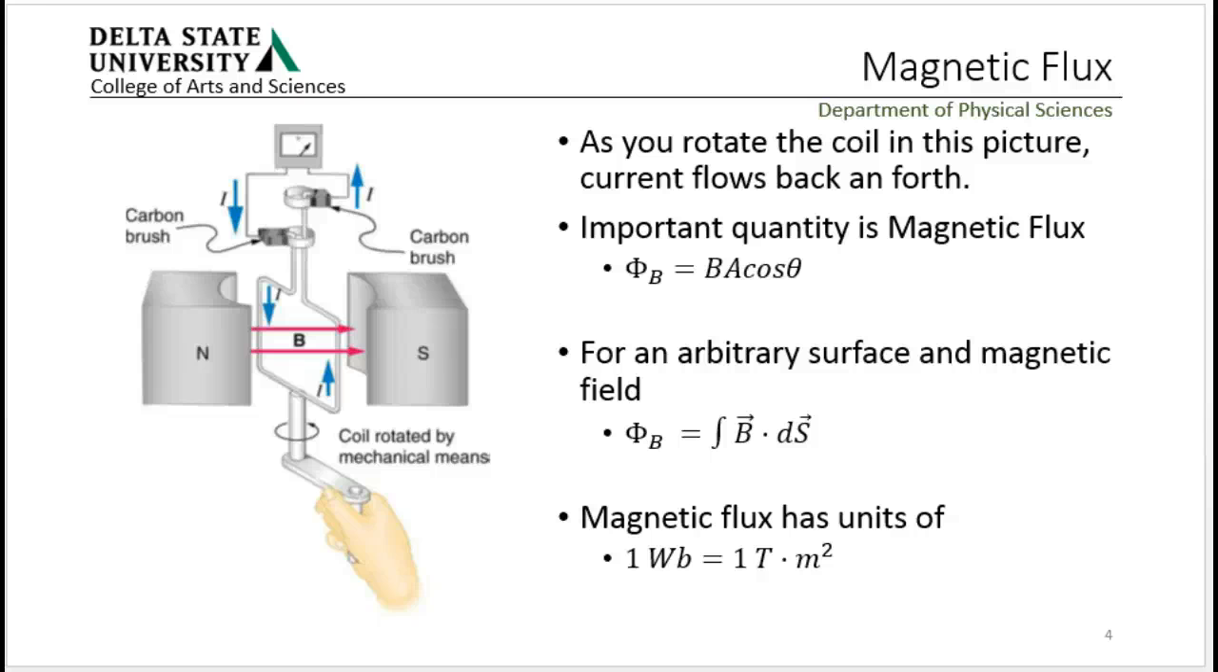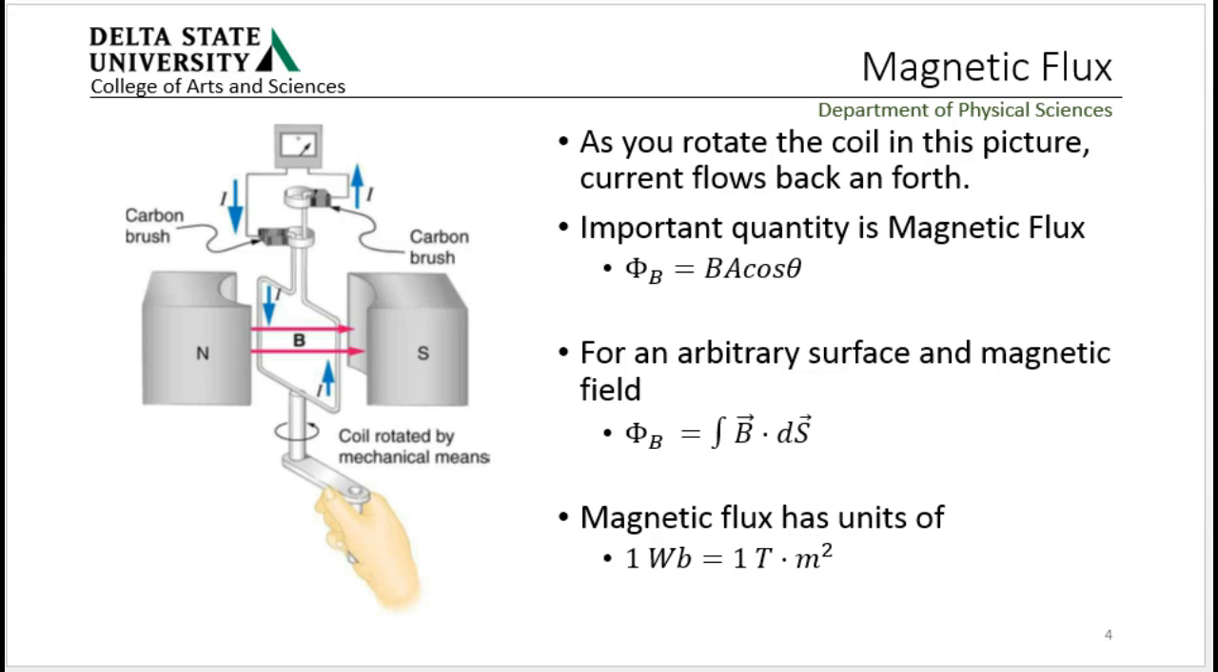For arbitrary surfaces, we write this as the integral over the surface of B dotted with dS. It is the dot product that gives rise to the cosine in the equation above. From the formula, you can see that the magnetic flux is Tesla times meter squared. We call this a Weber.